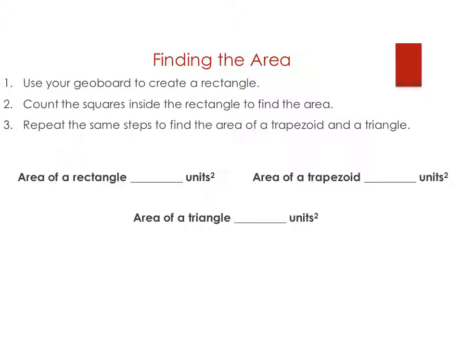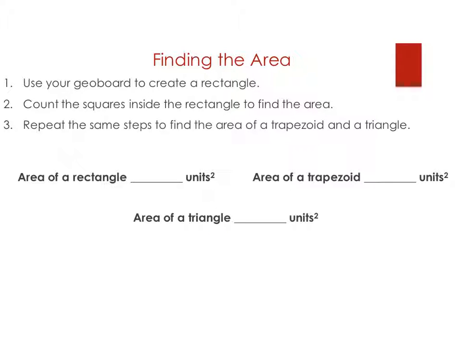Then once you make your rectangle, you're going to find the area of that rectangle. All you have to do is count the squares inside the rectangle to find the area. Once you count those squares, you're going to write that right here. For area of rectangle, it's going to be like 7 units squared or 8 units squared, whatever it is for your rectangle. Then you're going to do the same thing and make a trapezoid and a triangle.